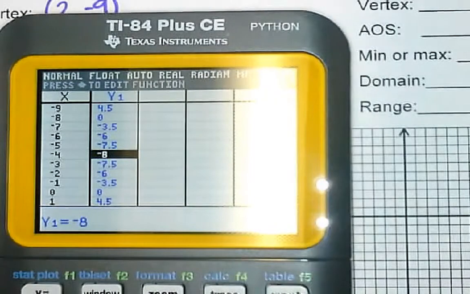You don't have a half, sweetie. You have to type the whole thing in. There you go. Okay.